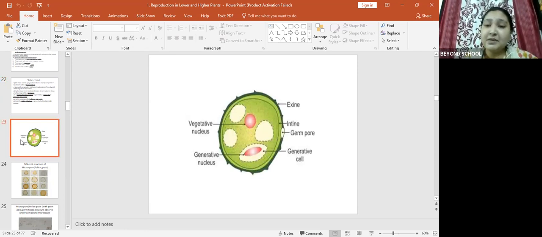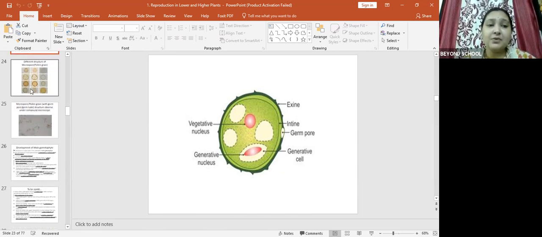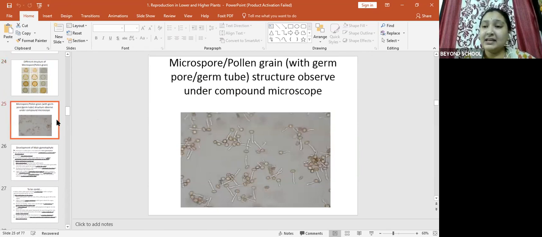In this pollen grain, we majorly studied the vegetative nucleus, the generative nucleus, and the generative cell. Then we saw how the structures are formed and how the germ pores are found under the compound microscope, that is, how many germ pores are present in monocots and dicots. This slide was made by me and by the students, and we saw how the pollen grains emerge out as the pollen tube, isn't it?